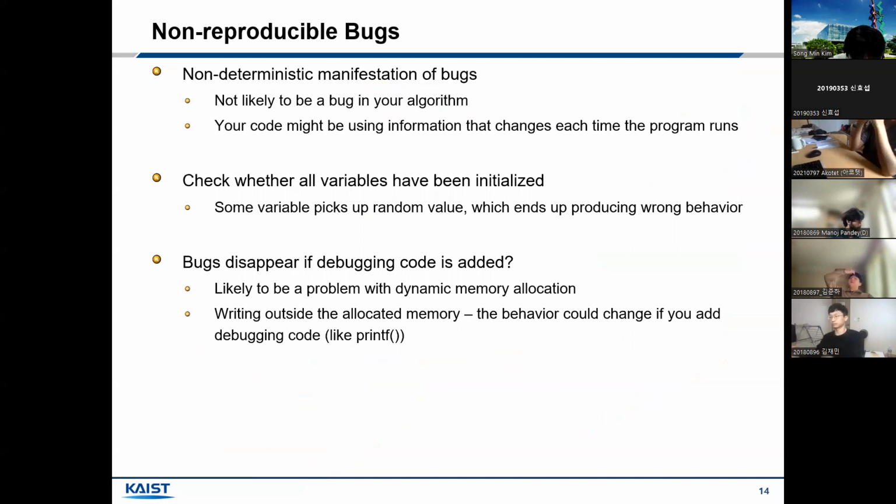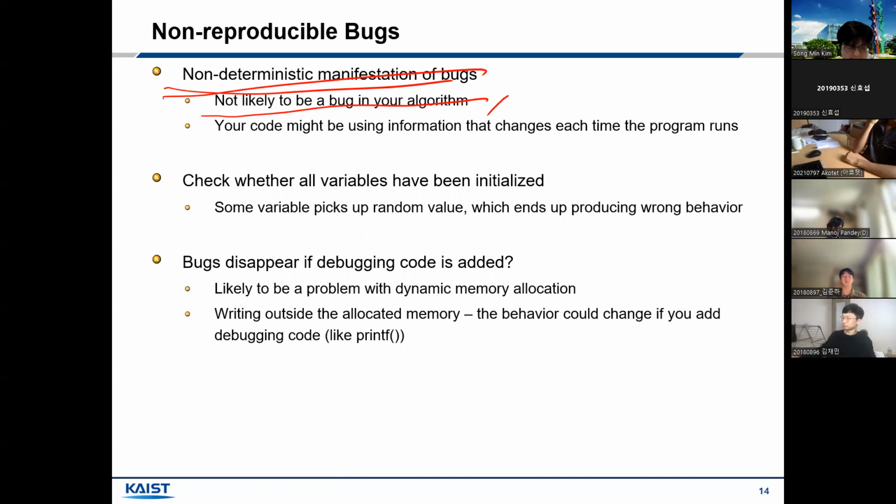Let's talk about non-reproducible bugs. Sometimes it's not deterministic, meaning with the same input, you run the program over and over again, but sometimes it causes an error and sometimes it doesn't. Okay, this is what this is saying. And in that case, it's not likely to be a bug in your program.